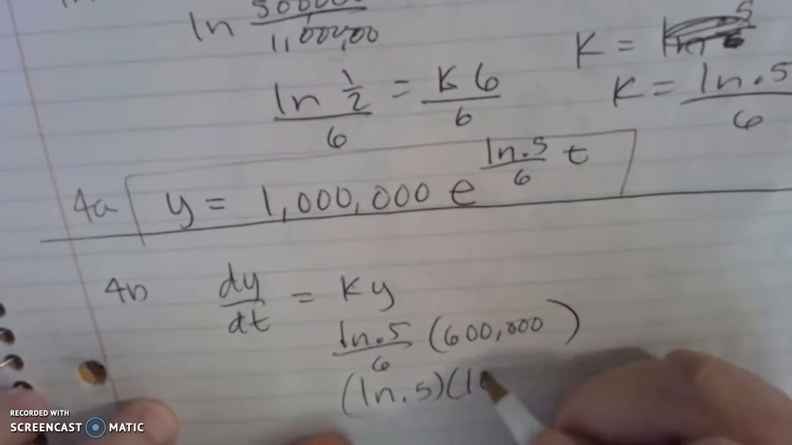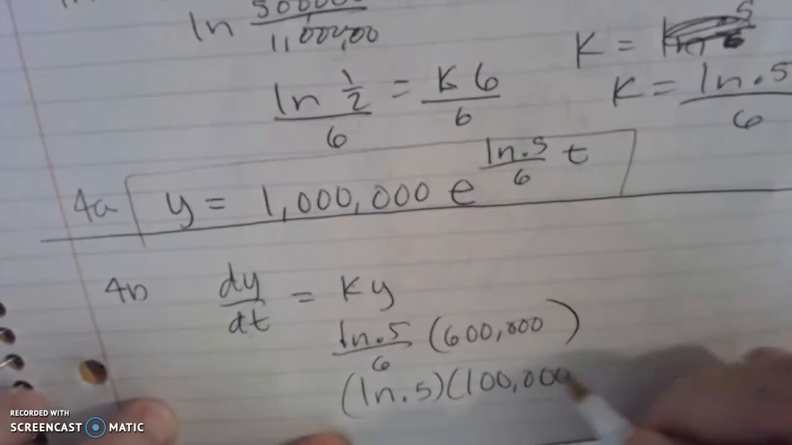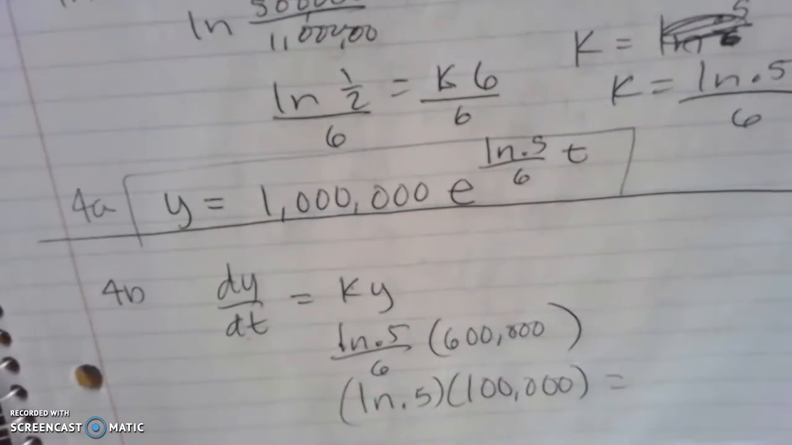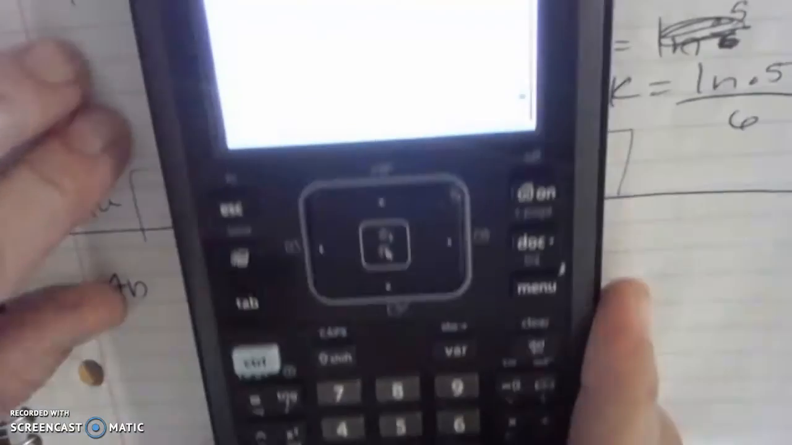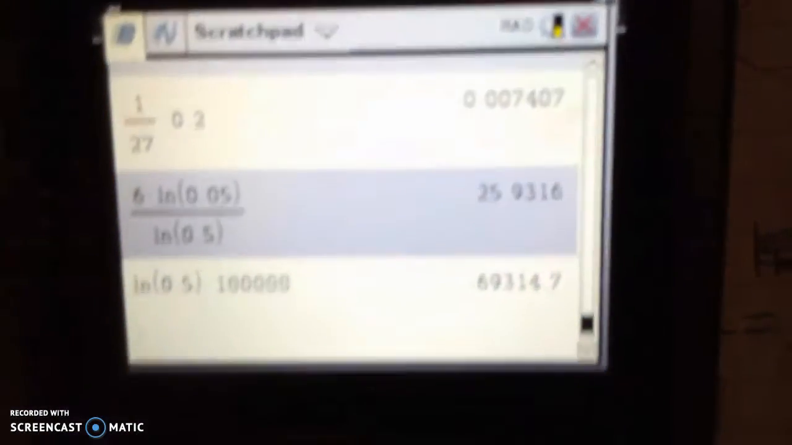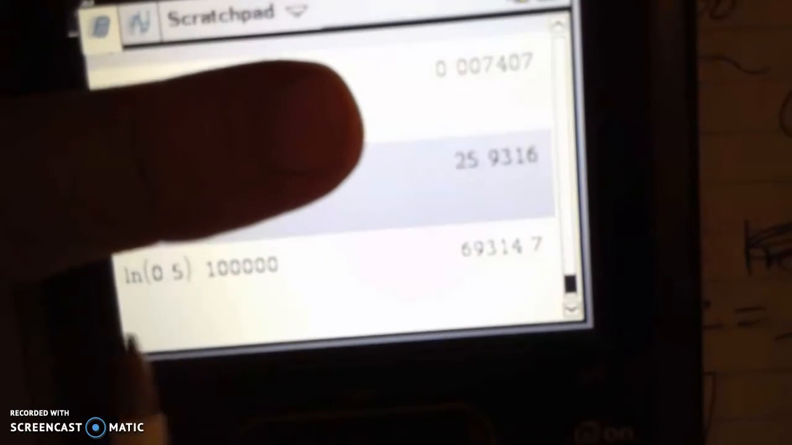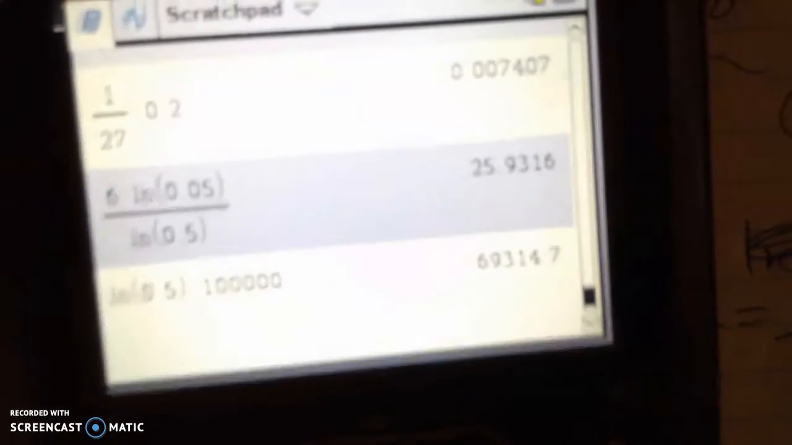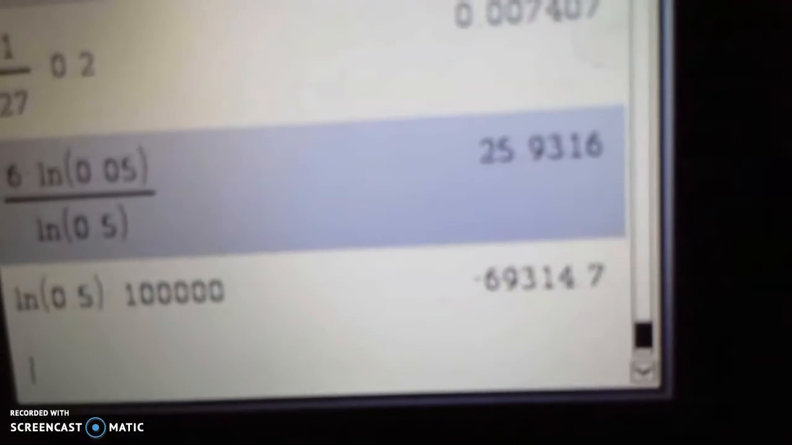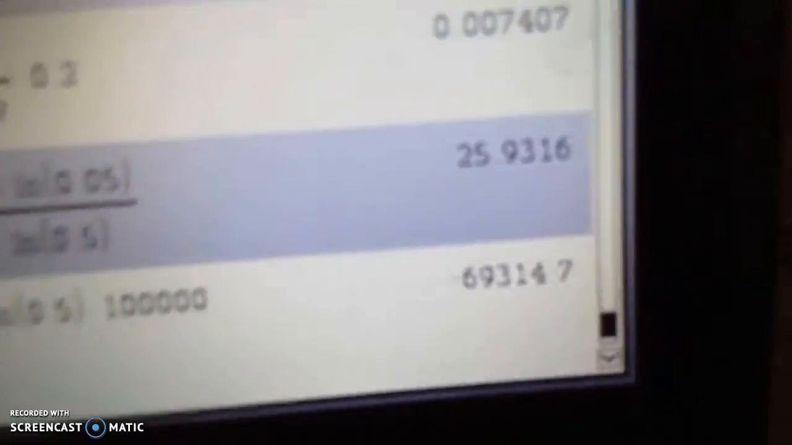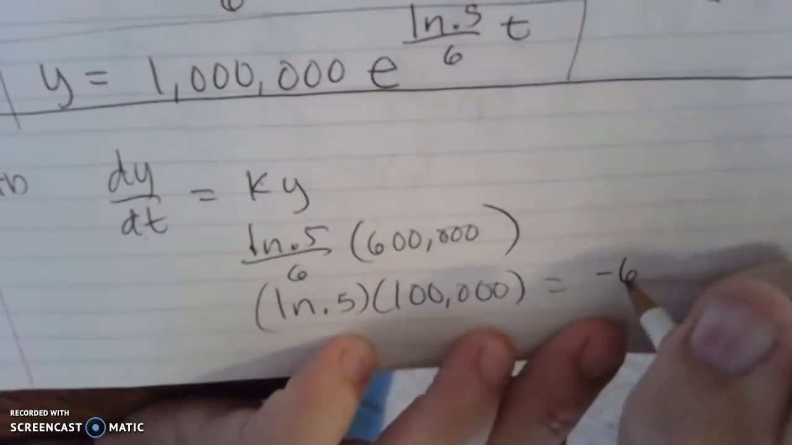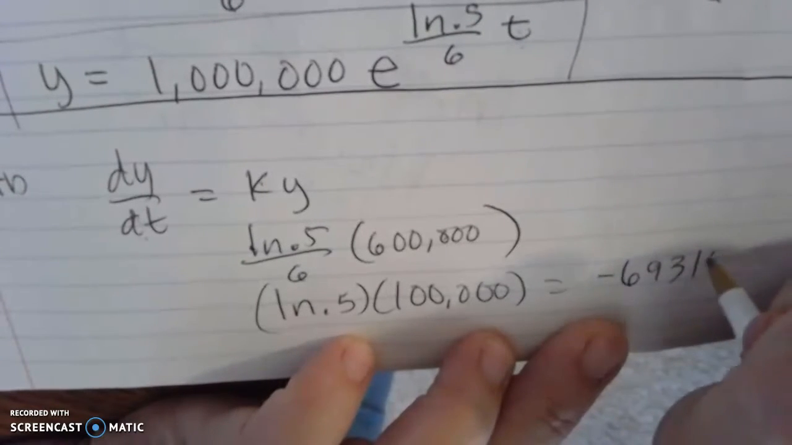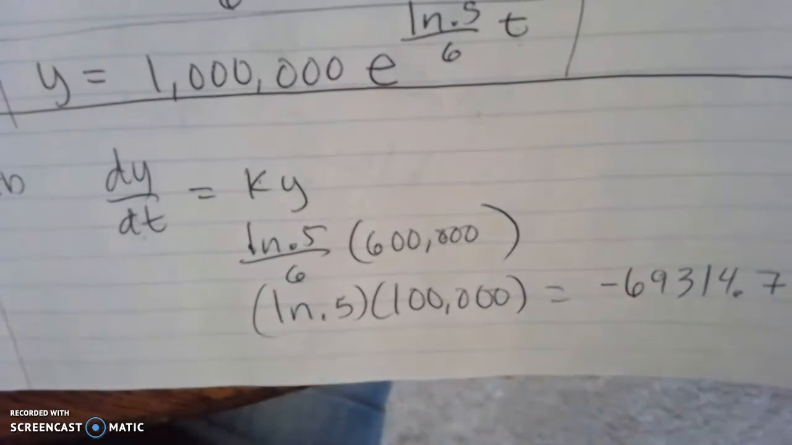So we have ln 0.5 times 100,000. We're going to type that into our calculator. And notice, ln 0.5 times 100,000 is negative 69,314.7. And that's our answer.